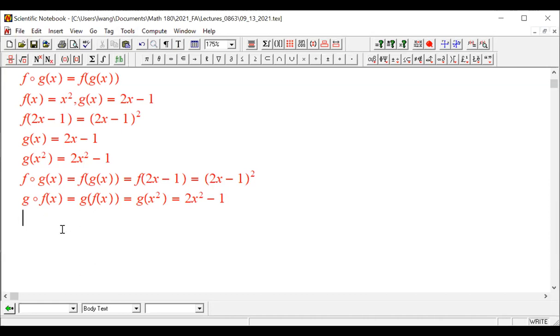So F composite G and G composite F, depending on the order, if they have a different order, will produce different functions. So order matters. Order matters. Do you guys follow me?